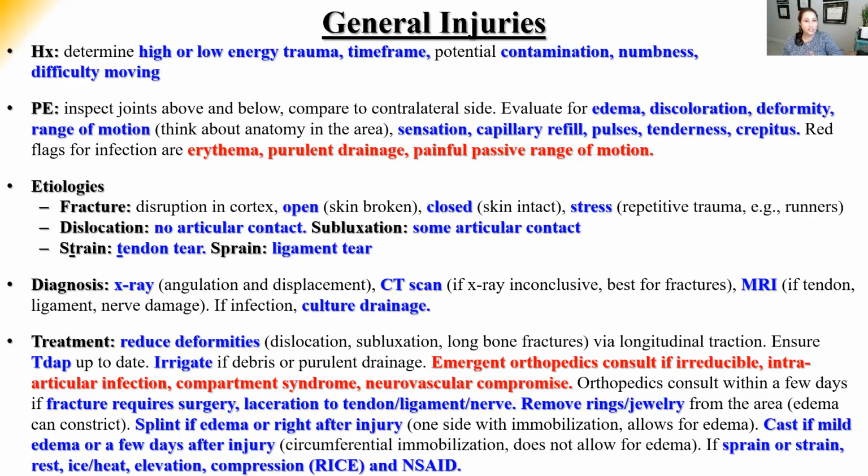Things that are red flags and we emergently need to call for an orthopedic consult: erythema, purulent drainage, painful passive range of motion. Remember, we're thinking about septic arthritis for that one.